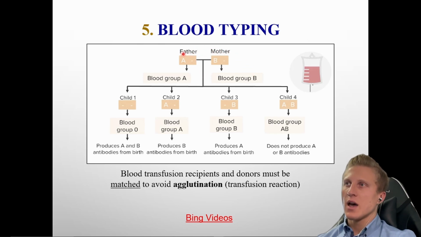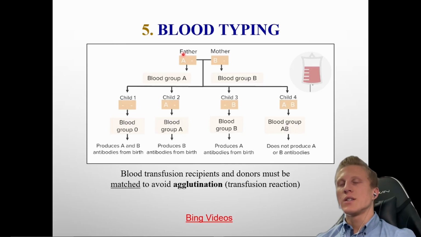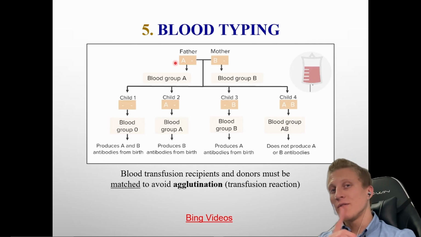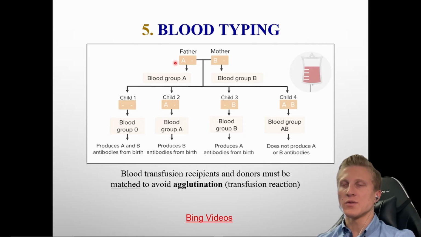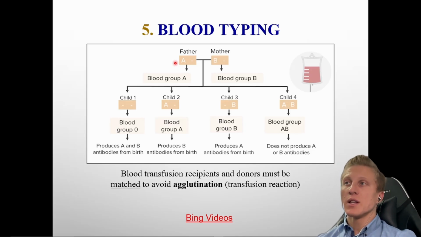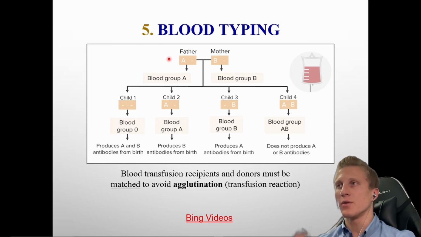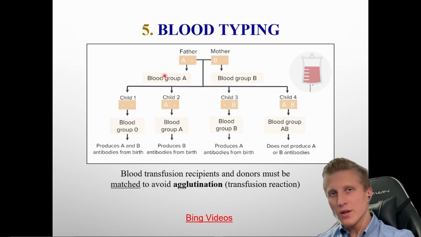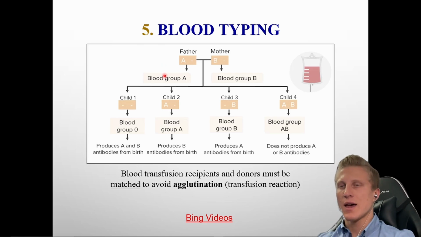Now, in this case, there's this concept known as dominant and recessive alleles. If a gene is dominant, that means that if you have it, you will express it. And if it's recessive, that means you're only going to express that gene in the absence of one of the dominant ones. So in the case of blood typing, with regards to the antigens, A and B are known as codominant genes. Meaning that if you have either or both of those genes in your genome, you will express that phenotype. You will express that antigen.